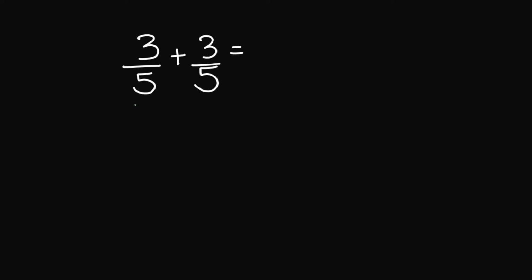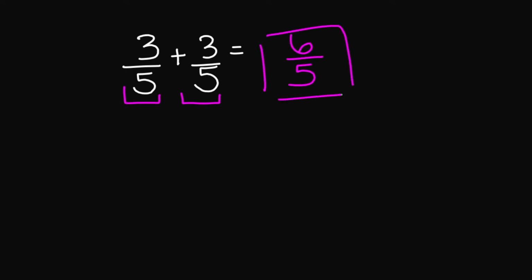3 over 5 plus 3 over 5. My denominators are the same, so I'm going to add my numerators. I have 5 here, 5 here, so I'm going to add my numerators. 3 plus 3 is 6 over 5. Your final answer is 6 over 5.